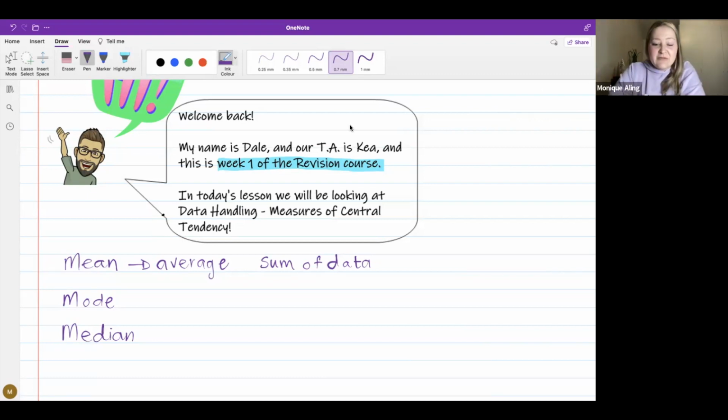But I see, I don't know the name, but Zoom user has said, add all the numbers and divide it by the total numbers. Fantastic. So our sum of our data, we add all the numbers, divide by the total numbers in our data sets. Okay, fantastic. And then mode.